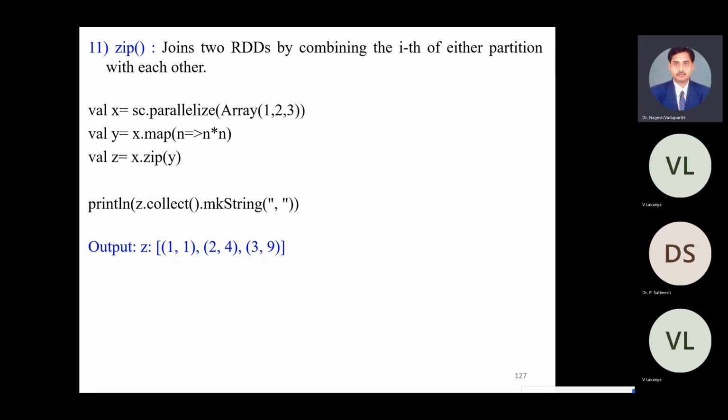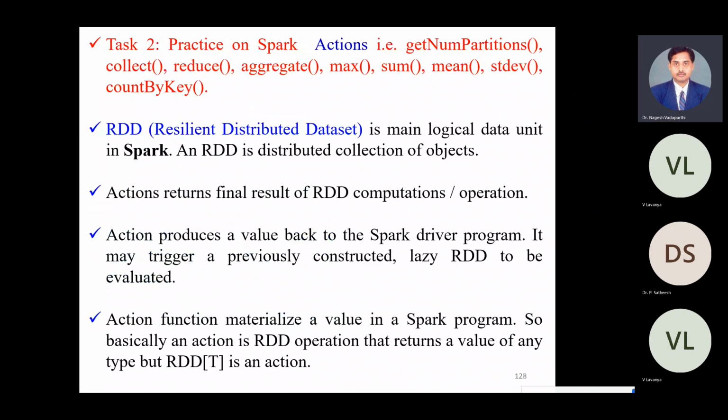Okay. Now see here, that's why I'm getting the output value 1 comma 1, 2 comma 4, 3 comma 9. Next, task 2. You can practice in the laboratory session also, or you can use any online compilers, because this syllabus is a little bit vast. That's why I'm giving explanation. So practice on Spark actions.